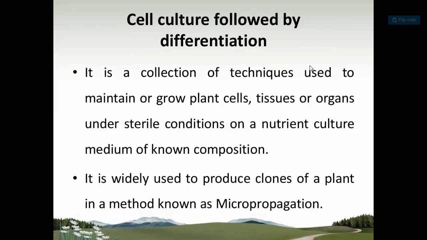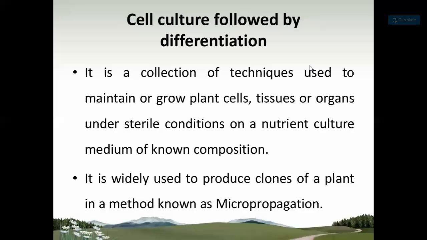Cell culture followed by differentiation. How do we have to do this? It is a collection of techniques used to maintain or grow plant cells, tissues, or organs under sterile conditions on a nutrient culture medium of known composition.